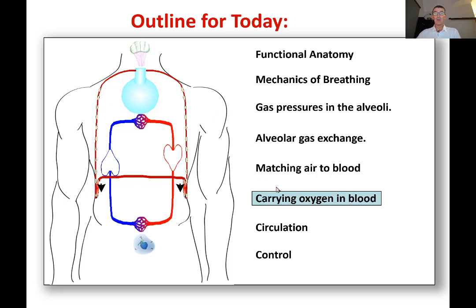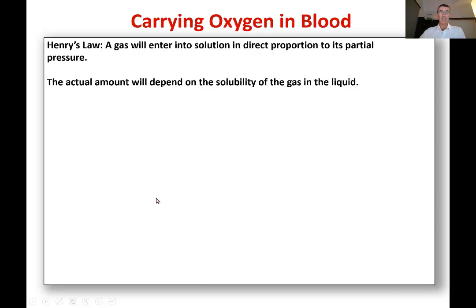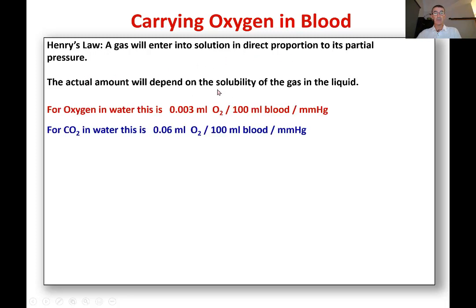Okay, so now we're going to talk about carrying oxygen in blood, how we get oxygen molecules from the alveoli down to the metabolizing cells. We already talked about Henry's law, which says that gas will enter into a solution in direct proportion to its partial pressure. And the actual amount of that gas that gets into solution will depend on the solubility. So we can look at that for oxygen and carbon dioxide.